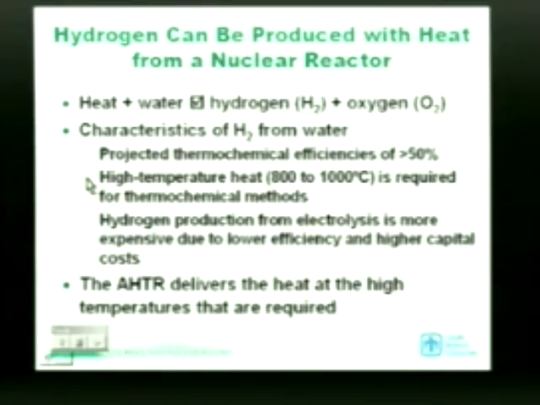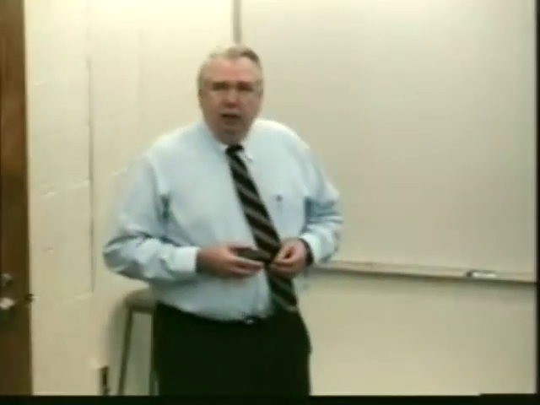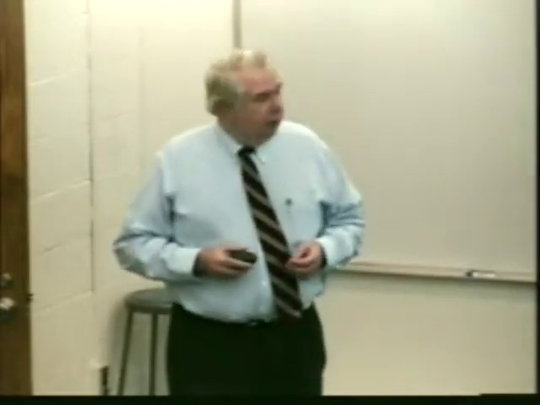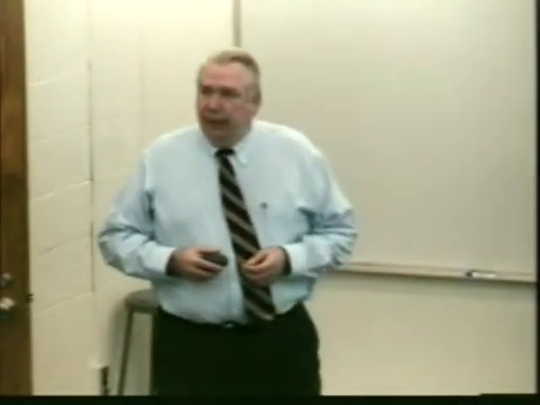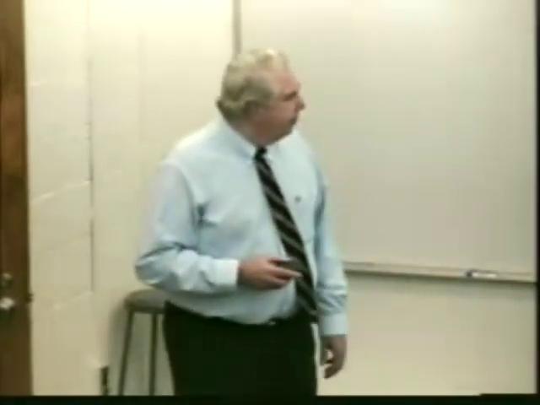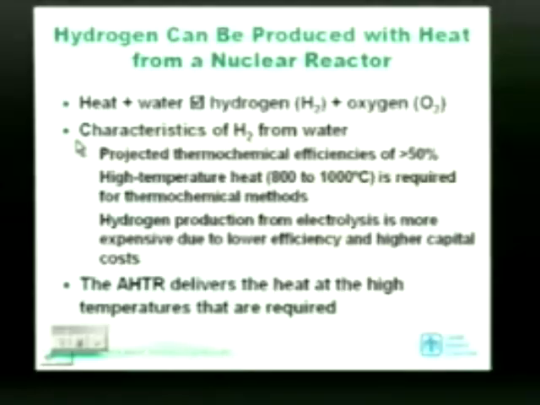This is the same temperature range that's used to convert methane into hydrogen in current hydrogen production plants. All the ways to make hydrogen except electrolysis require high temperature heat, and electrolysis turns out to be a very expensive way to do business. In short, we can make it, but there's a little catch here, 800 to 1,000 degrees C. And of course, that is one of the reasons why we're looking at the advanced high-temperature reactor, because we need to be able to deliver all of that heat at a high temperature.